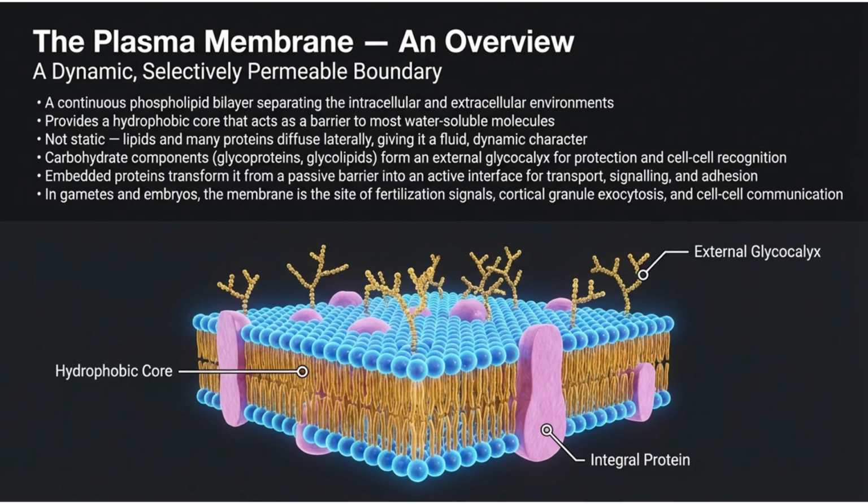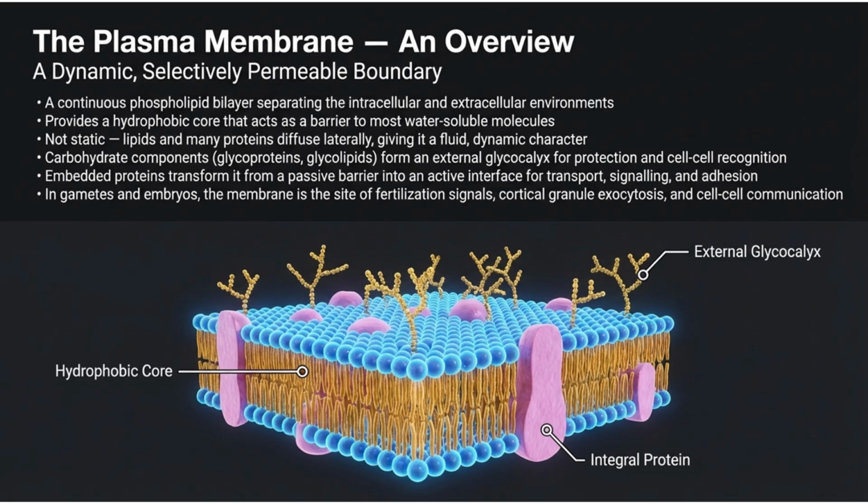The bilayer has a hydrophobic core, a region of densely packed fatty acid chains that are chemically incompatible with water and with the ions and polar molecules dissolved in it. This core acts as a formidable barrier to most water-soluble substances: sodium ions, glucose molecules, amino acids, even water itself to some degree. None of these can simply diffuse through the membrane freely. That selectivity is critical for maintaining the electrochemical gradients and molecular concentrations that cells depend on for every function.